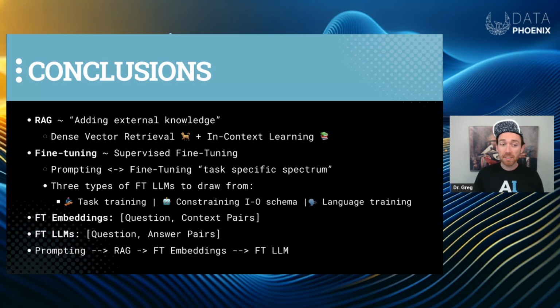Fine-tuning, we can think of it as SFT. As we move from prompting to fine-tuning, we're on that task-specific spectrum. 3 types, including task training, constraining the I/O schema, and language training. We can fine-tune embeddings with question context pairs or LLMs with question answer pairs. And generally, we want to move from prompting to RAG to fine-tuning embeddings to fine-tuning the LLM.